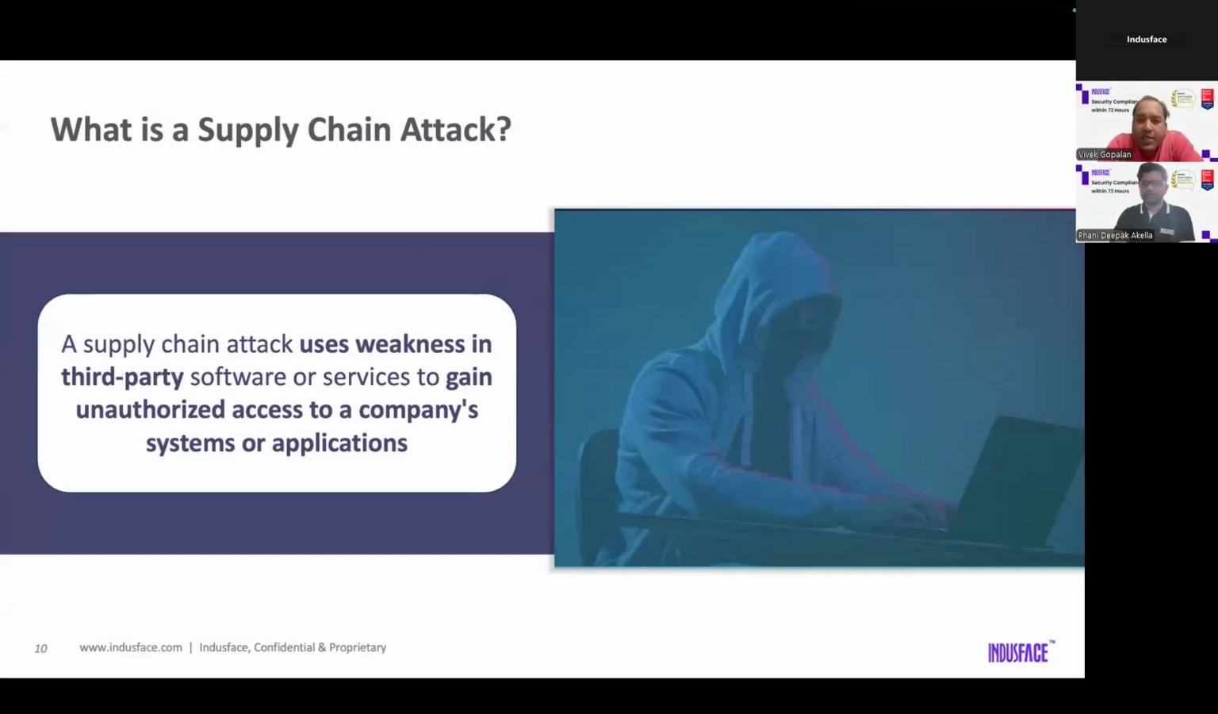Let me start by talking about what a supply chain attack is. A supply chain attack is, as the name suggests, an attack that is happening on your supply chain. What do I mean by that? If you have an application, your application is not just the code that you have written. There are various third-party components being used. You might be integrating an open source platform.